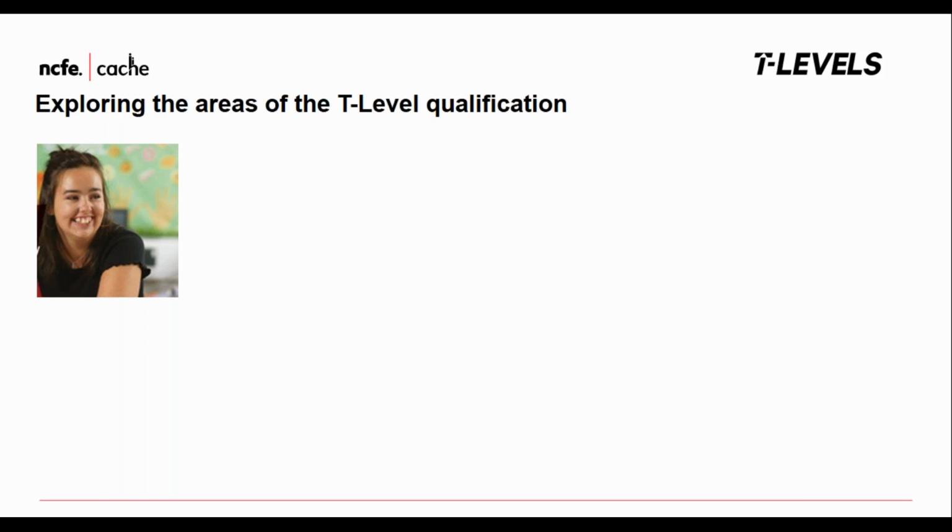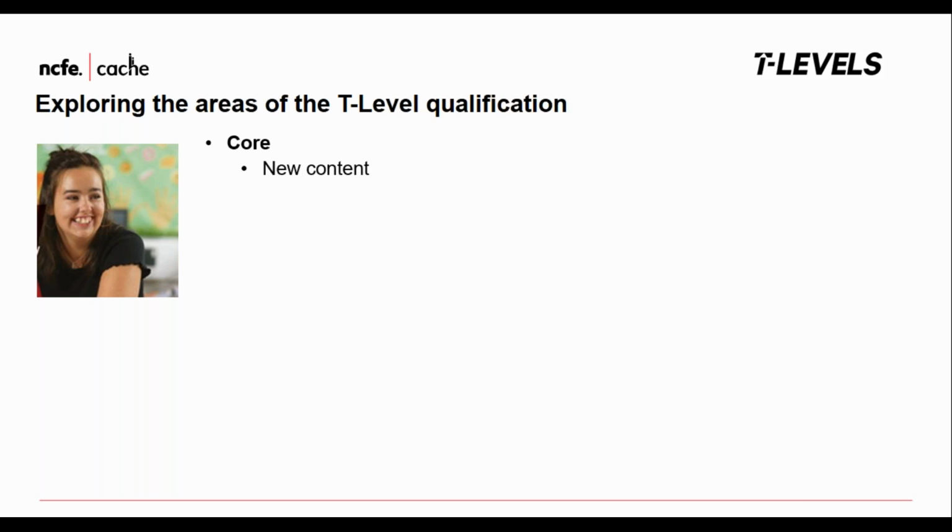Okay, so now we're going to look more closely at the T-level components and make some suggestions for the approaches and activities teachers could consider and use. Janet, Rachel and I will join together to take you through this next slide. So Janet's going to start talking about the core content.